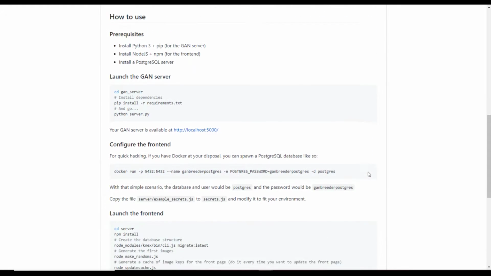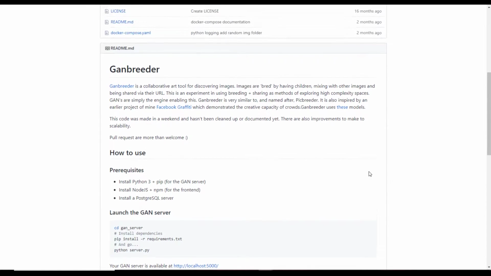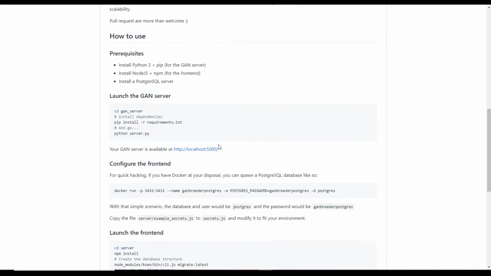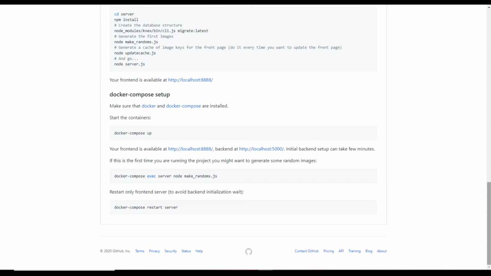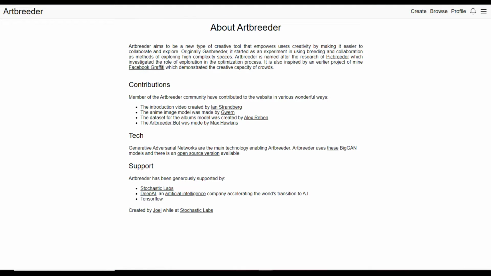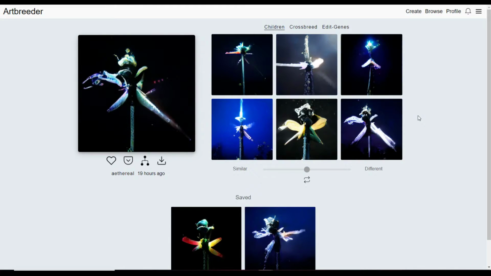And it looks like you can download this yourself and run all this yourself, which looks fairly straightforward. That might be interesting to try sometime. But if you're on the website here, I find this pretty interesting. I like the social aspects of it.